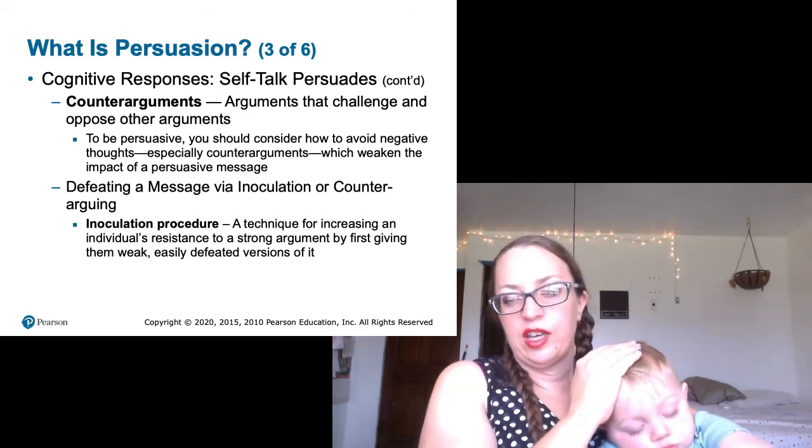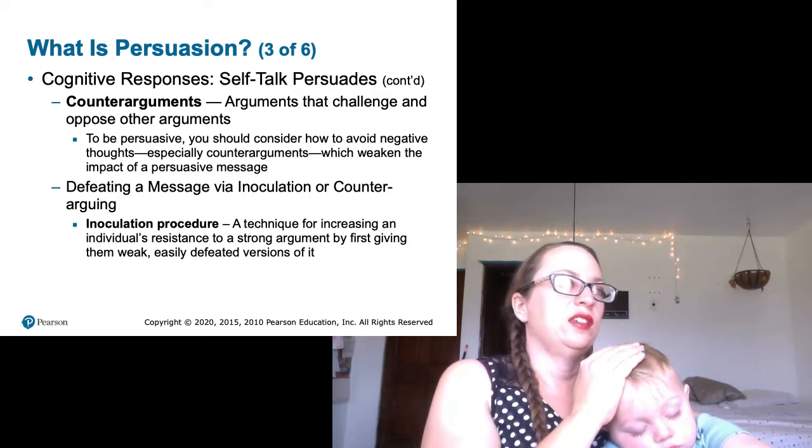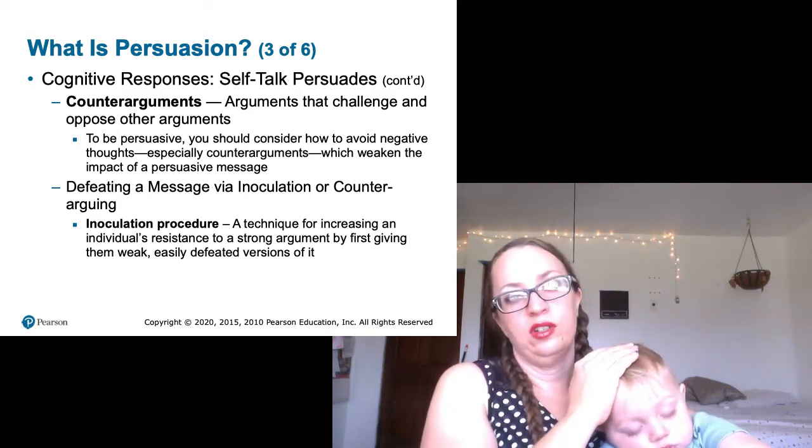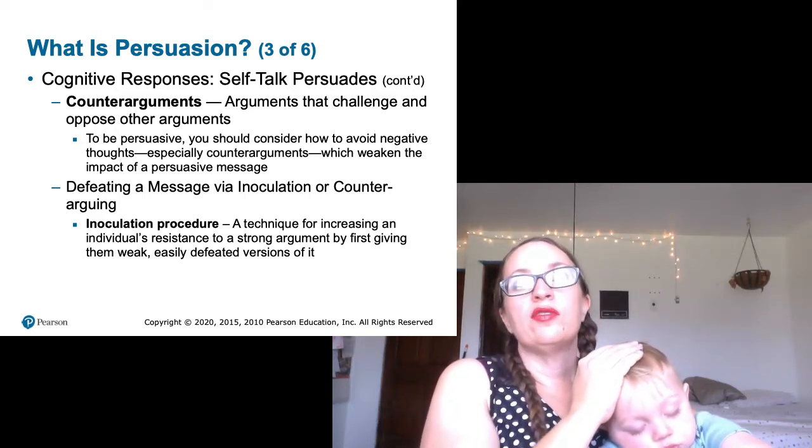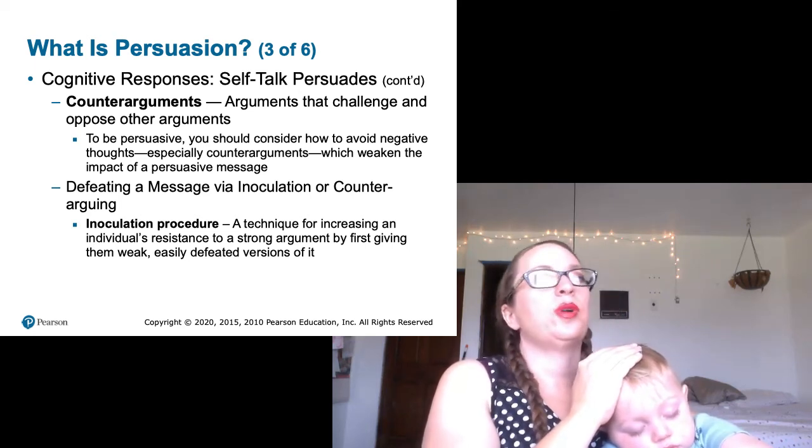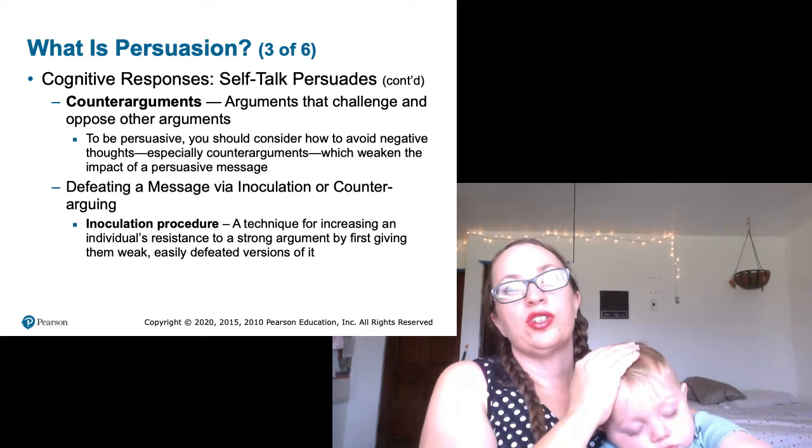a politician might say, yes, so-and-so is right when he says X, Y, and Z. However, here's my even stronger position. Because you give credit to the other person, that strengthens your position even more, because now you're being honest. That's what we call an inoculation procedure.